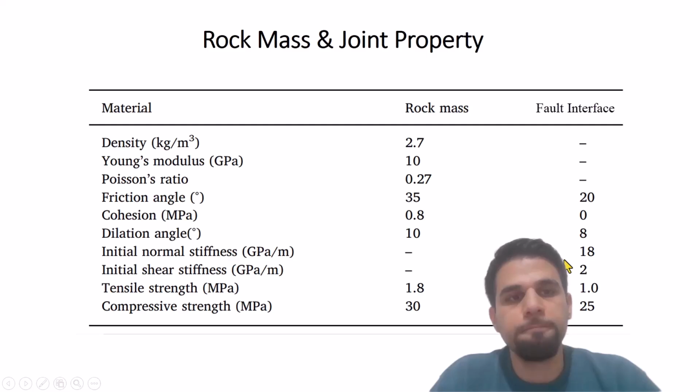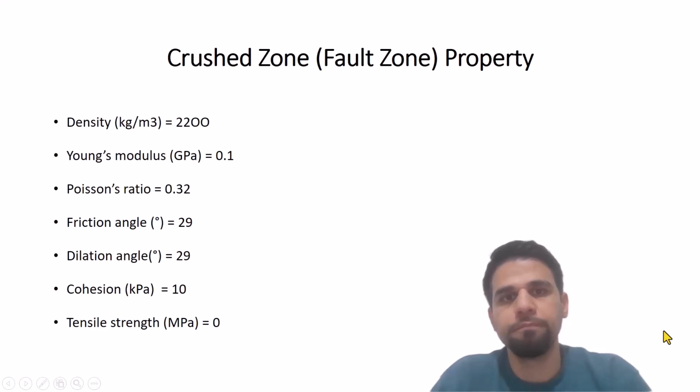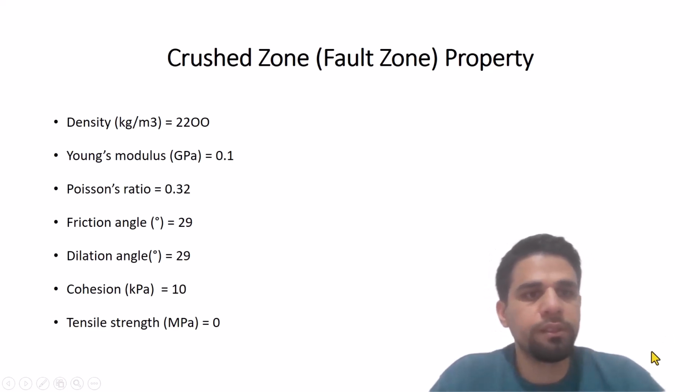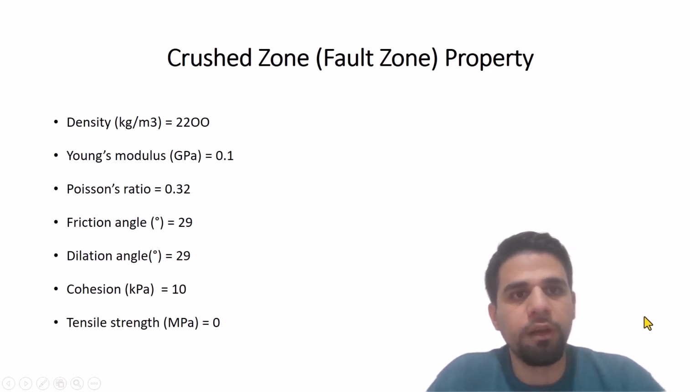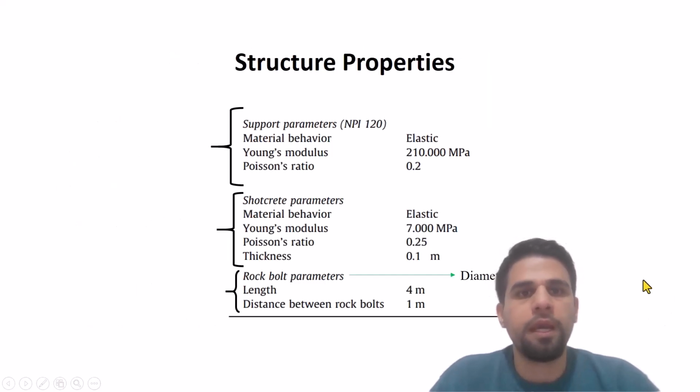Here you can see the properties of joint and rock mass properties, and joint properties, interface, fault interface. Here you can see the properties of crush zone or faulted zone and properties of structure.